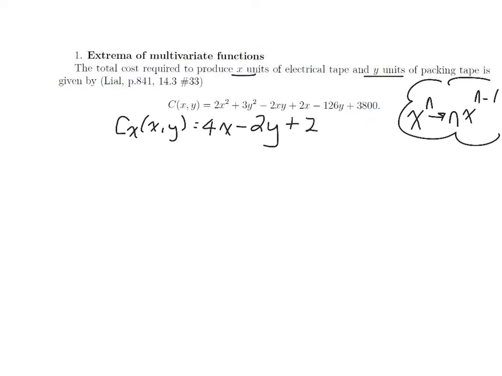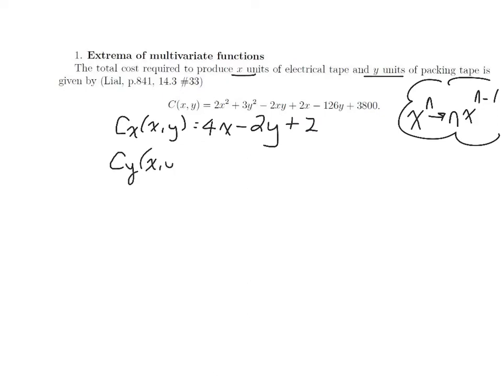Minus 126y, there's no x, that's considered a constant, so the derivative is 0, and plus 3800, a constant, the derivative is 0. So that is the first derivative with respect to x. Okay, so now we're going to take the first derivative with respect to y.